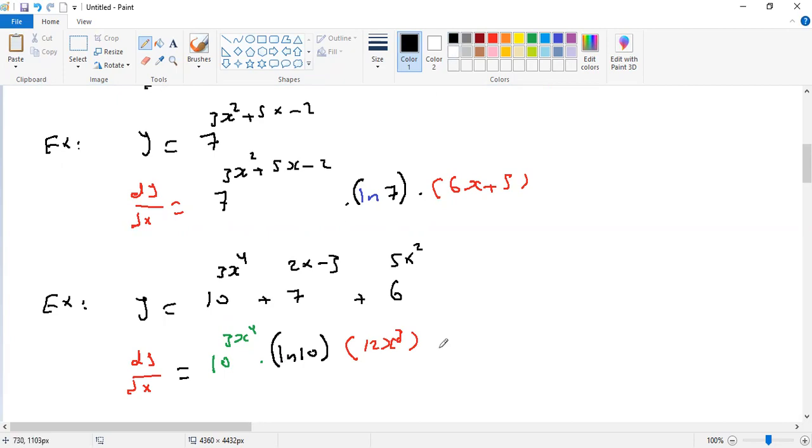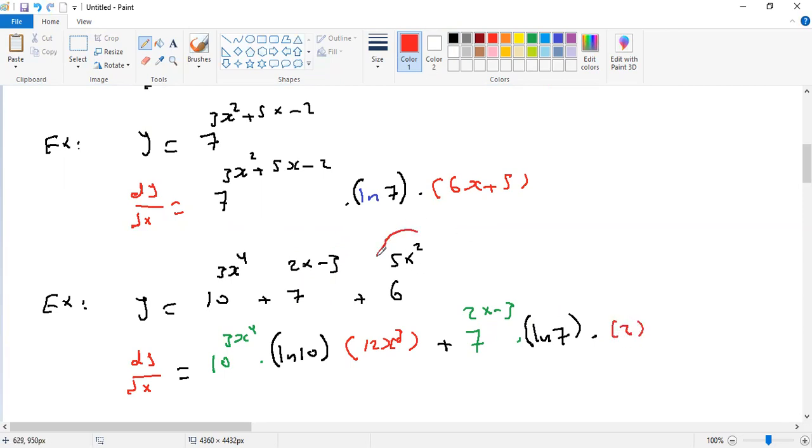Plus, now the second term, 7 to the power 2x minus 3. Rewrite it, 7 to the power 2x minus 3, multiply by ln 7, the ln of the base, times the derivative of the power. The power is 2x minus 3, so the derivative is 2 minus 0, which is 2. So multiply by 2.